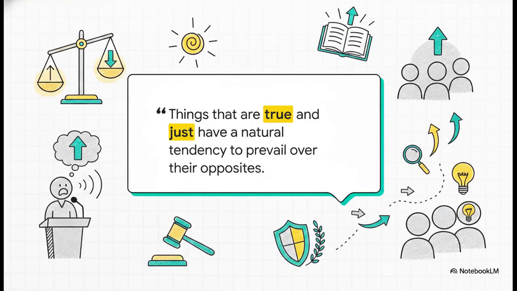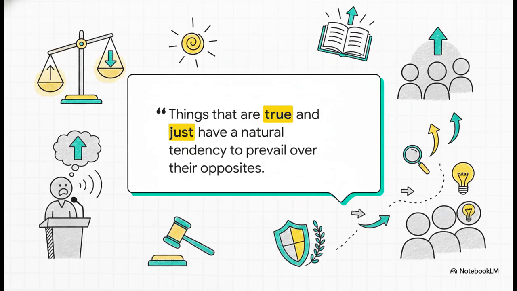Ultimately, this whole architectural framework builds up to a really profound justification for studying rhetoric in the first place. Check out this assertion. Rhetoric is useful because things that are true and things that are just have a natural tendency to prevail over their opposites. So the crucial point here is that truth and justice have a natural inherent advantage. They're practically always easier to prove and easier to believe in.